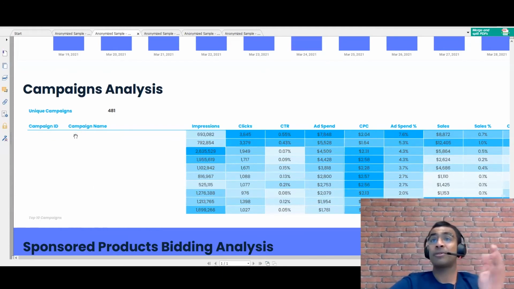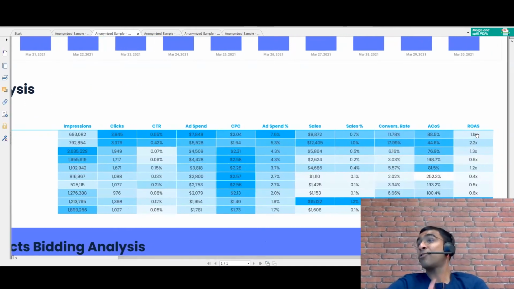So you can see, let's say for campaign A, they spent $7,000, with a cost per click of 2.04%. They captured 693,000 impressions. And let's look at ROAS. The ROAS is 1.1x for this specific campaign.